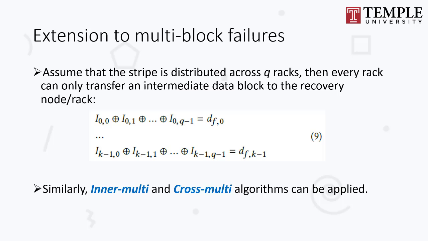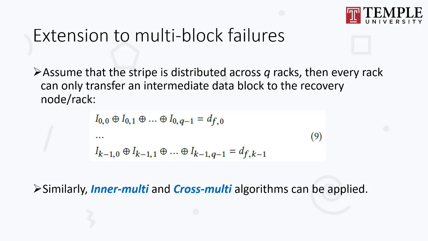Assume that the stripe is distributed across Q racks, then for each sub-equation in equation 8, every rack can only transfer an intermediate data block Ij to the recovery node or rack, which is the partial decoding result of the available blocks in the current rack. Then equation 8 can be further written as equation 9 here.